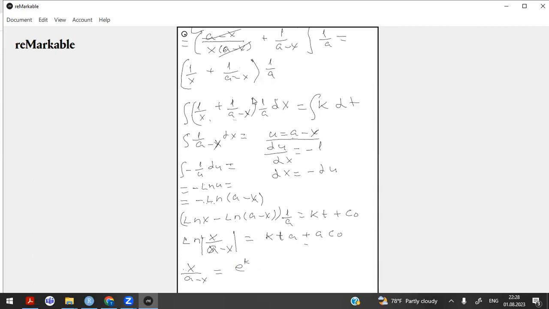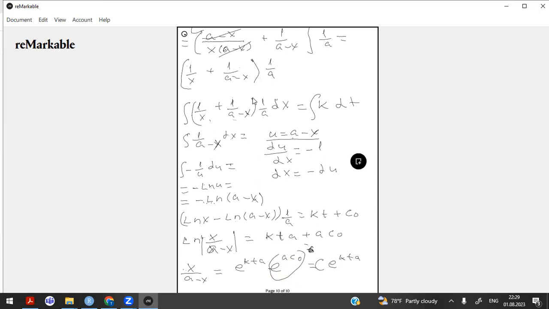k t a multiplied by e to the power of a c0. Okay. And then we can denote it. This is just a constant, so we can put this c here. This whole thing is another constant. Let's denote this as big C. And then we will have e to the power of a k t.